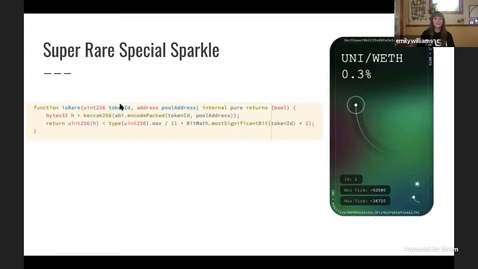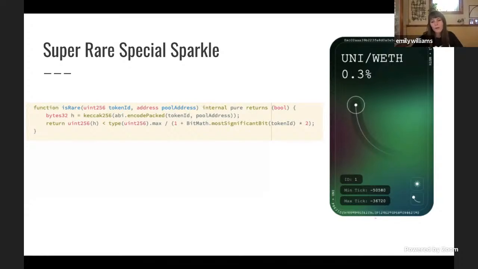And then another element that we put into our SVGs, and I haven't really talked about what's going on, but I'll do that next. For now, I'll talk about the super rare special sparkle. It was another cool Easter egg that we decided to put in there. And this is the randomness that we tried to inject into our SVGs.